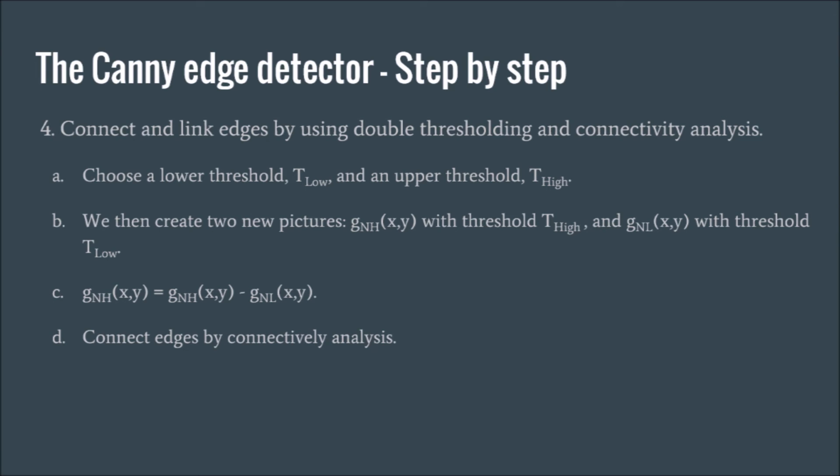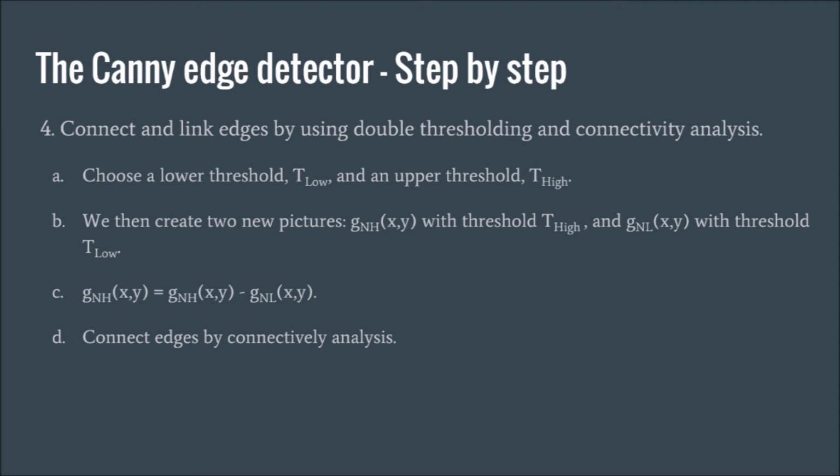The final operation is double thresholding and connectivity analysis to reduce false edge pixels. We choose a lower threshold TL and a higher threshold TH. Setting the threshold right is important. If you choose TL too low, you will get too many details, and if you choose TH too high, you will lose important details or edges. Canny suggests that the ratio of the high to low threshold should be 2 or 3 to 1.